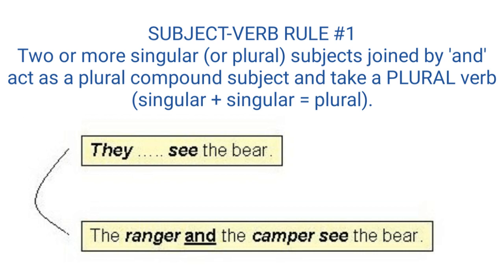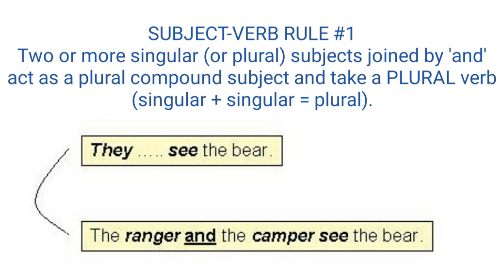Two or more singular or plural subjects. Sometimes the subject may be singular, sometimes the subject may be plural. Whatever it is, if the subjects are joined by the conjunction and, it acts as a plural compound subject. So, really, if the subjects are joined by and, we should use a plural verb. That's the meaning. Okay, singular plus singular is plural always.